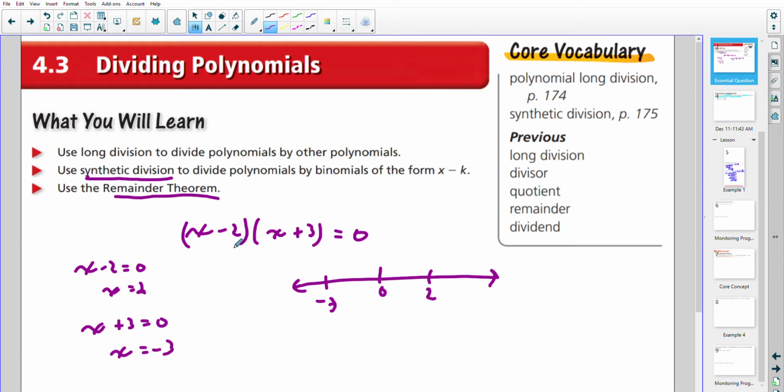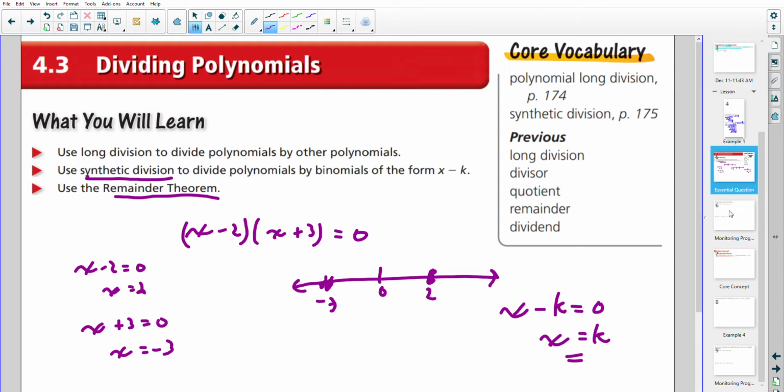A couple things to remember first: if you have a polynomial in factored form and set it equal to 0, you know that x is equal to 2 and x is equal to -3. Either this equals 0 or that equals 0, and so you would see that x would be those answers. If I had it in the form of x minus k, I'd set that equal to 0, and I would see that x is equal to k. I'm going to apply that later on.